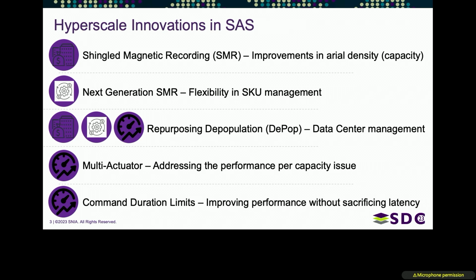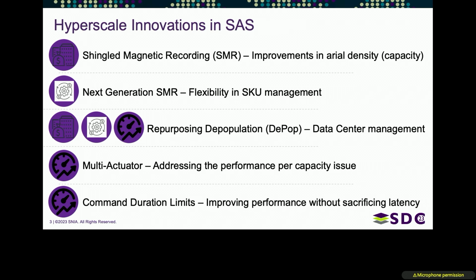And then repurposing depopulation, or depop. This one's interesting. It's about being able to depopulate a head or a platter that is having problems. What the drive vendors have found is that a large percentage of the failed drives that they get returned are all related to a single head or a single platter. So if the drive can depopulate that particular media, then the drive can continue working without disruption to the data center. It's interesting because it not only reduces the number of spares that have to be on hand, but also increases the amount of available storage in the case of one of these events.